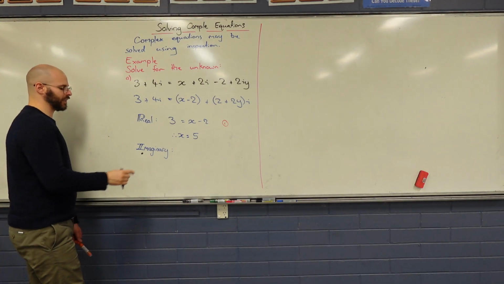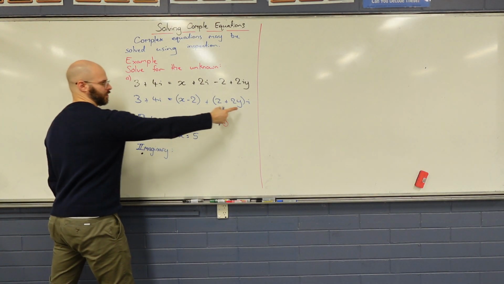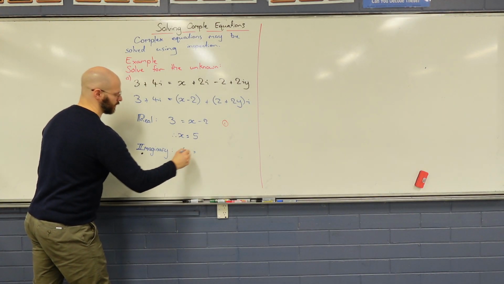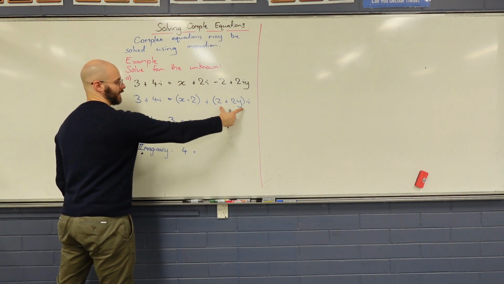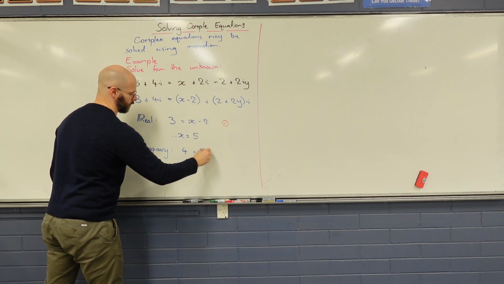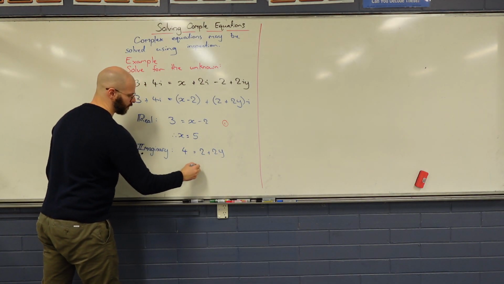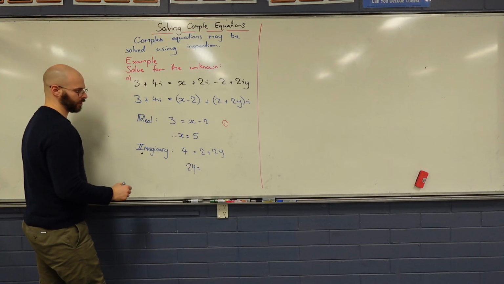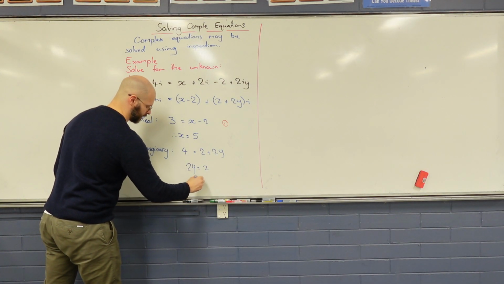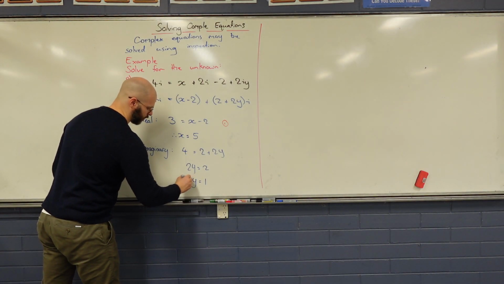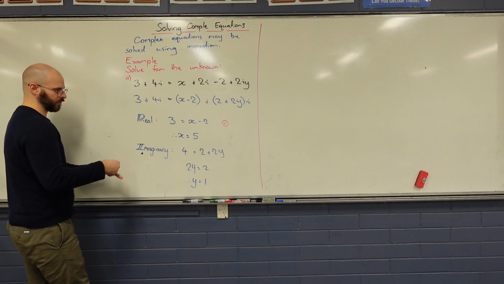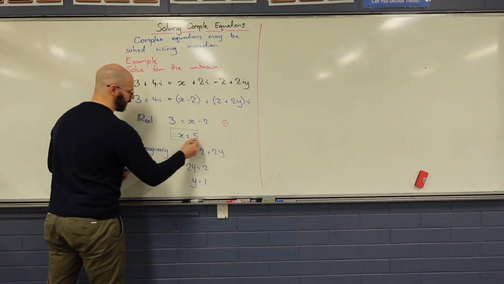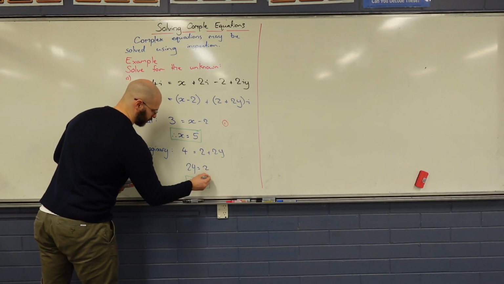We build an equation based on our imaginary components. The imaginary part on the left is 4. The imaginary component on the right is 2 plus 2y. So therefore, if we solve for y, we're going to get 2y on the left, 2 on the right, divide by the coefficient, y results in a value of 1. So therefore, our answers for this are x equals 5, y equals 1.